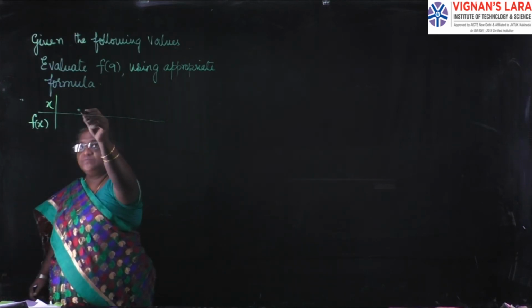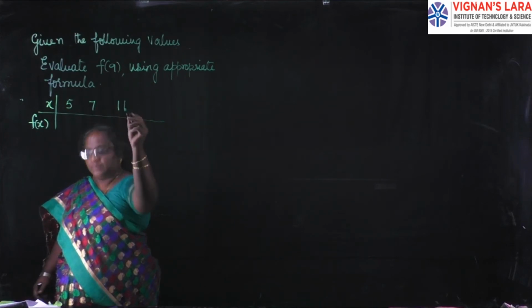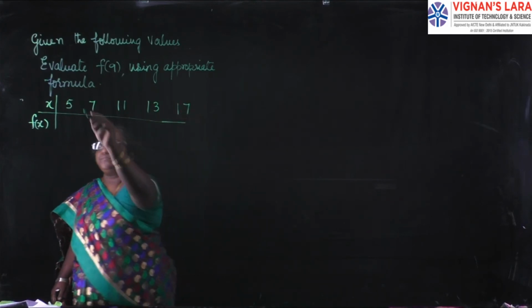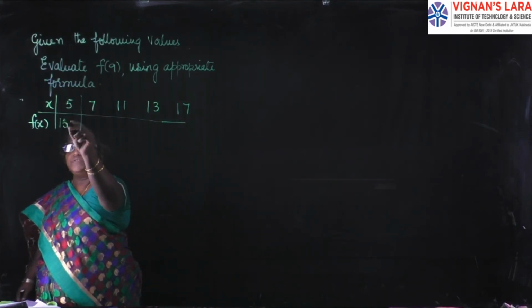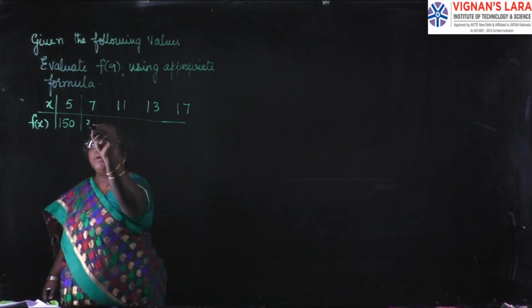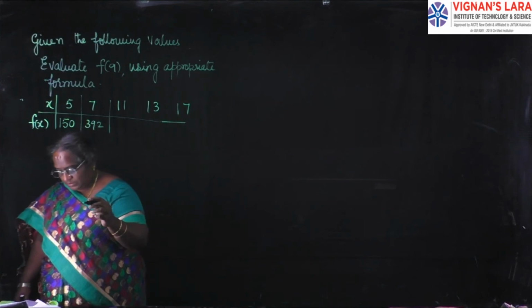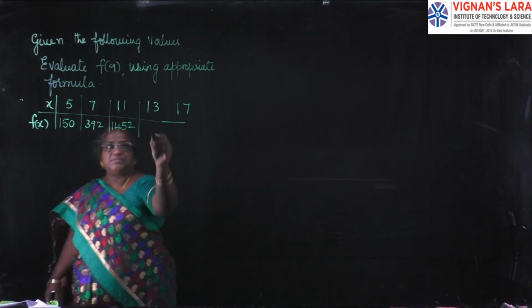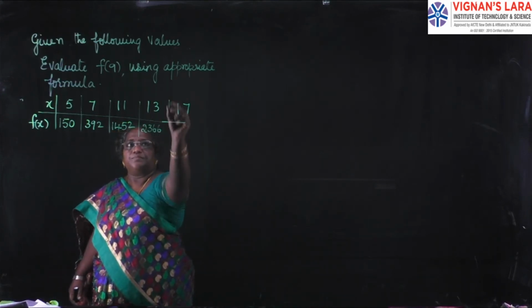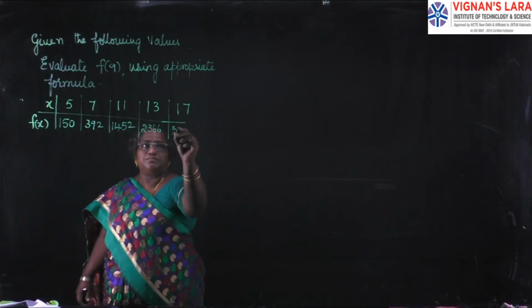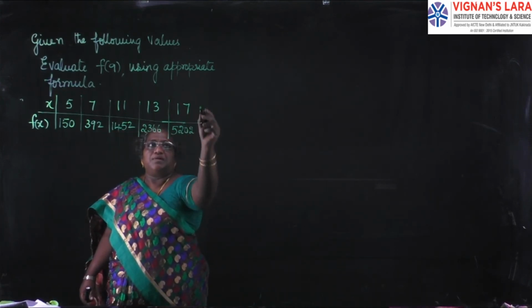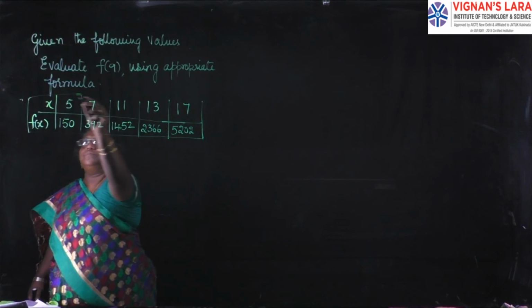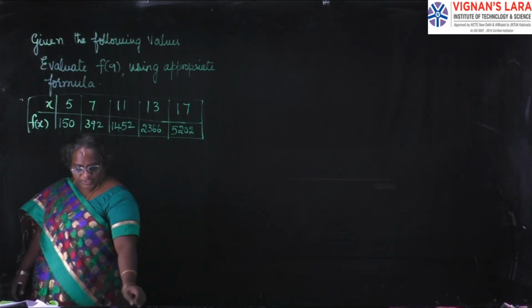The x values are 5, 7, 11, 13 and 17. Correspondingly, the f of x values are 150, 392, 1452, 2366, 5202. These are the values. So now definitely this is a problem based on interpolation.